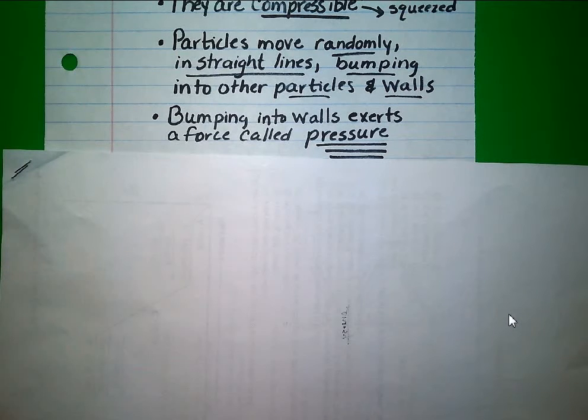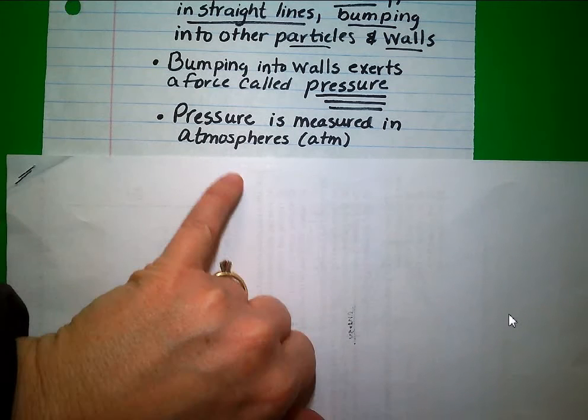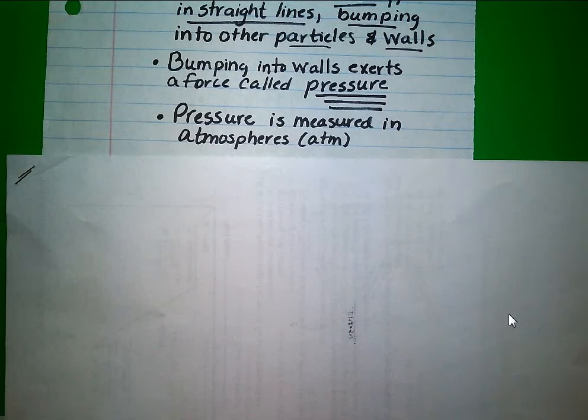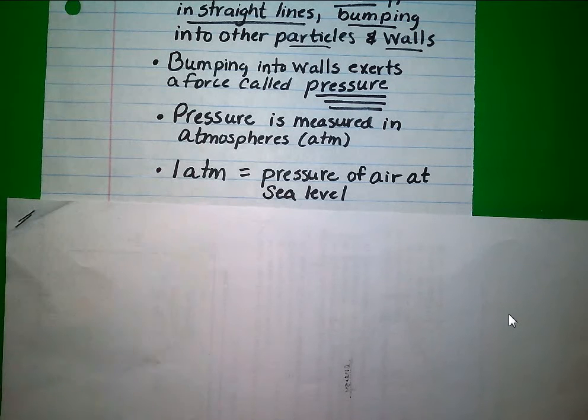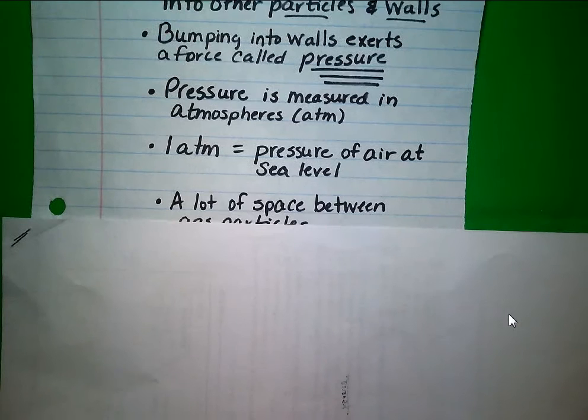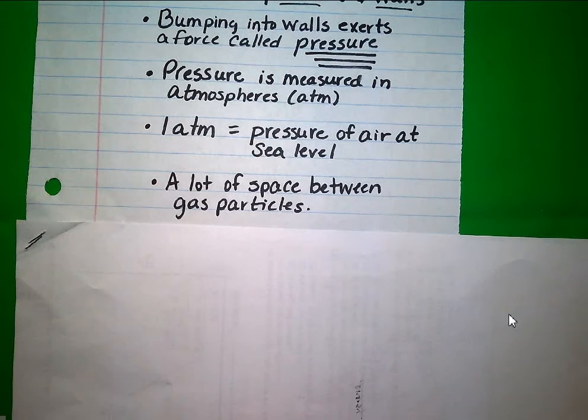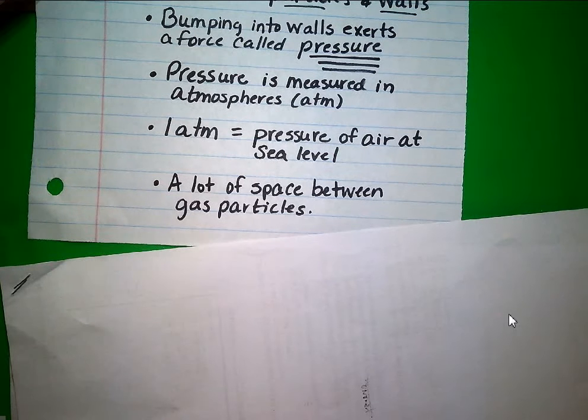And then pressure is measured in atmospheres, ATMs. And what an atmosphere is, to think about, is 1 ATM is the pressure of the air at sea level. We are approximately at sea level. We're above sea level, not by a huge amount though. So the air pressure in our room, and when you walk outside, is about 1 atmosphere of pressure, give or take. And also, to summarize, there's a lot of space between the gas particles. So that's space, and again, that's why it's compressible. That's why we can squeeze it in.